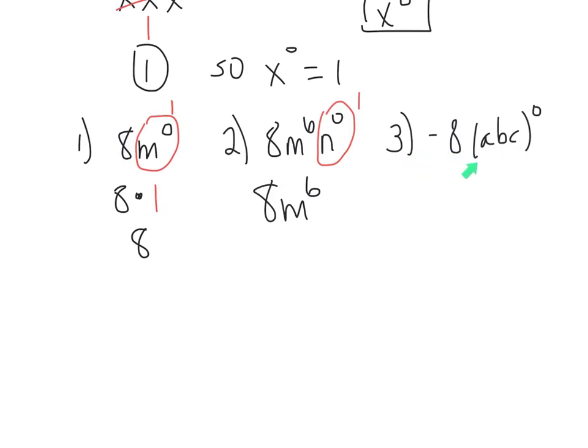Here we have negative 8, and ABC is to the 0 power. So this 0 power goes with the entire parenthesis part here. So this makes this entire chunk equal to 1, and the negative 8 will remain out front. So negative 8 times 1 leaves us with negative 8.